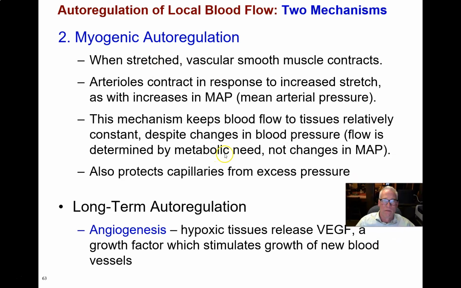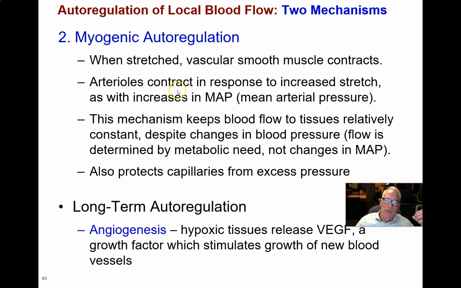Here's the deal. Let's say you grab some vascular smooth muscle and tugged on it. It would react by contracting. If you pull on or stretch smooth muscle in the blood vessels, they'll constrict. So what's the upshot of that? If blood pressure goes up, mean arterial pressure goes up, that's going to force more blood into all the arterioles and stretch them out. And what will they do in response? They'll constrict a bit.